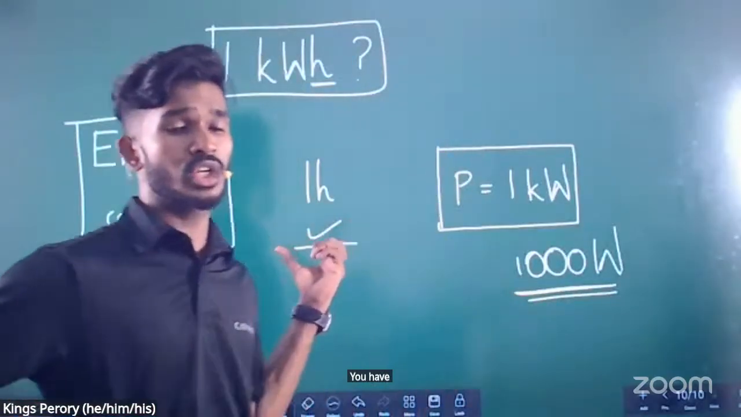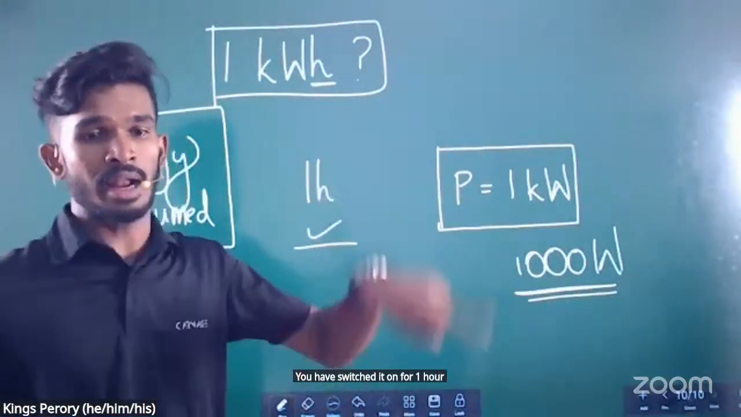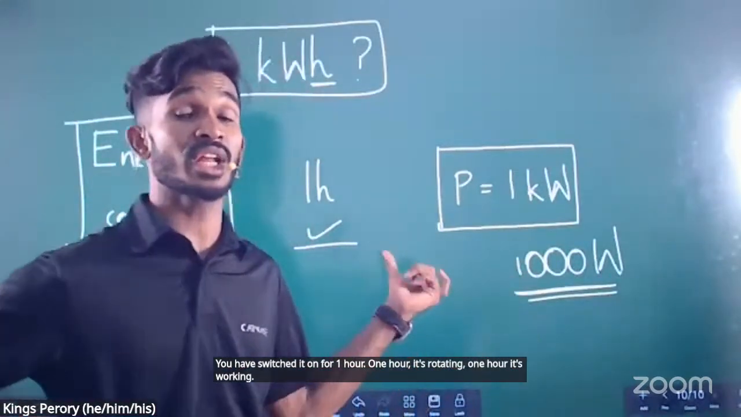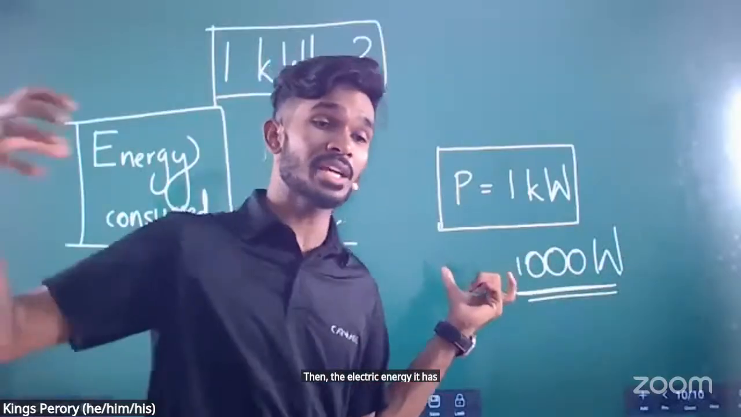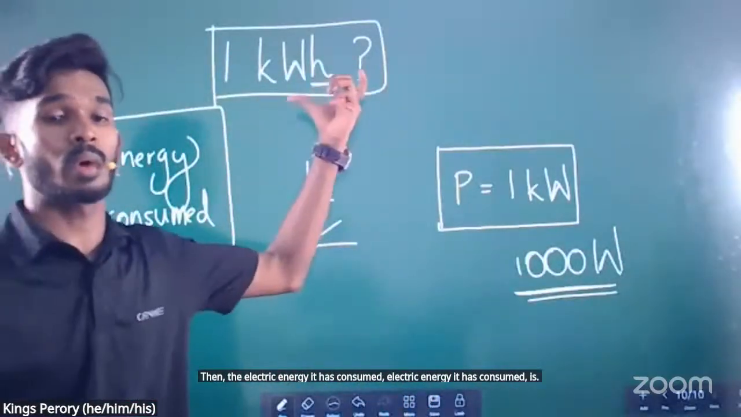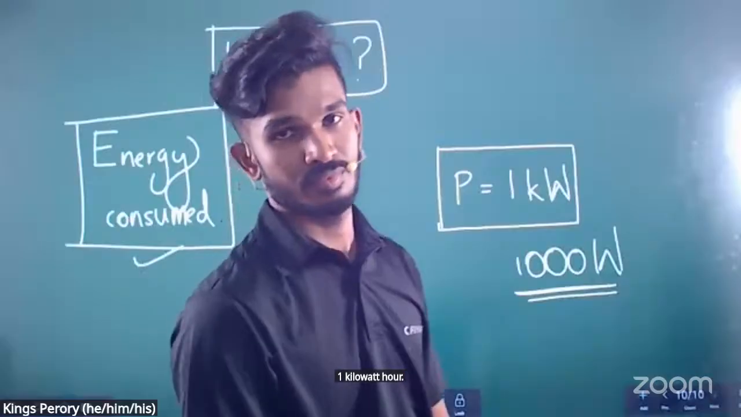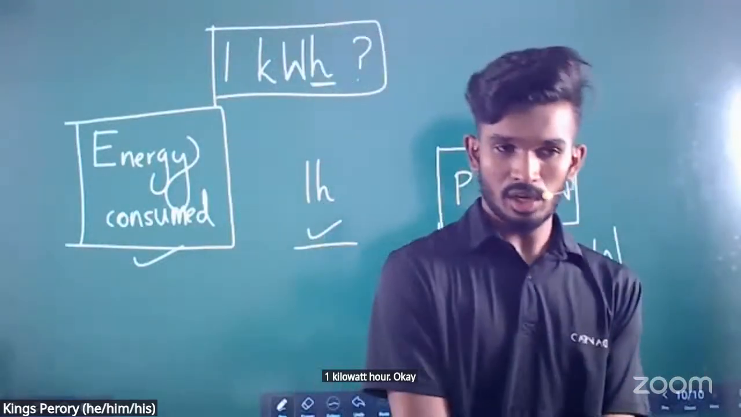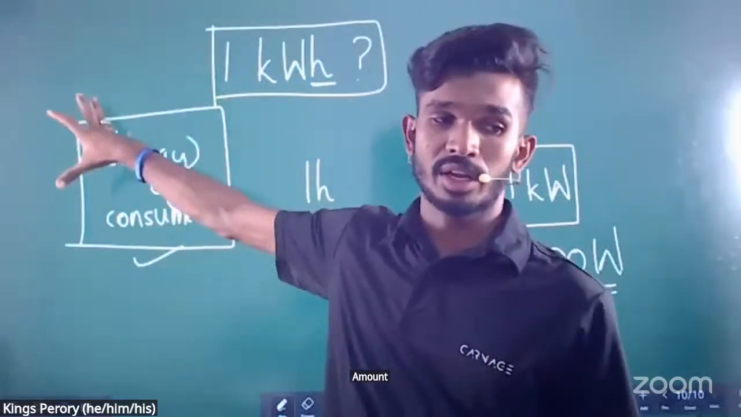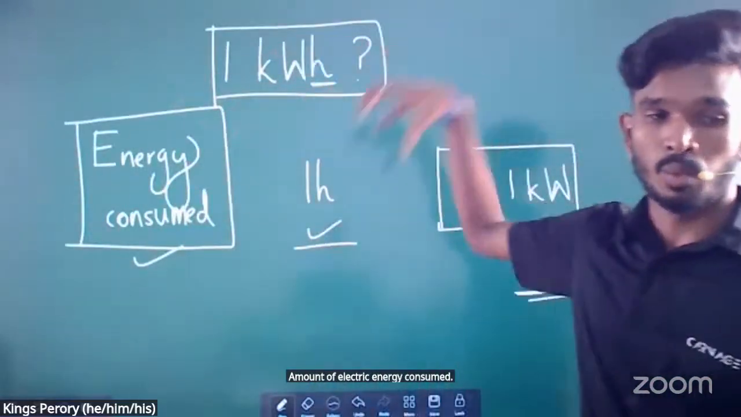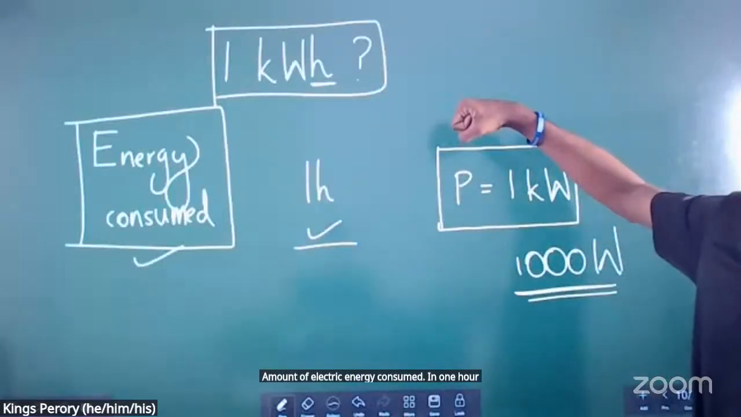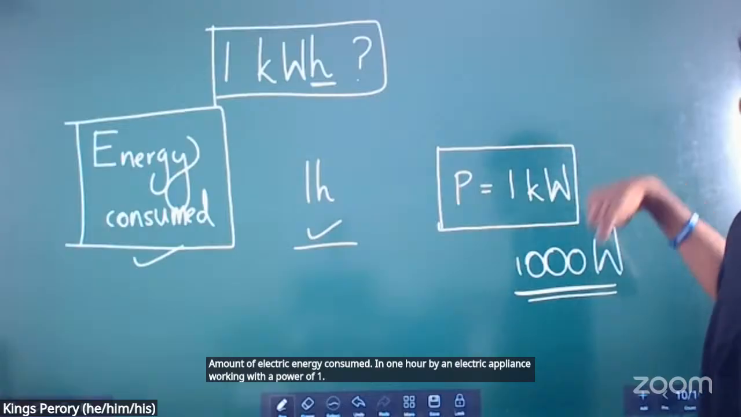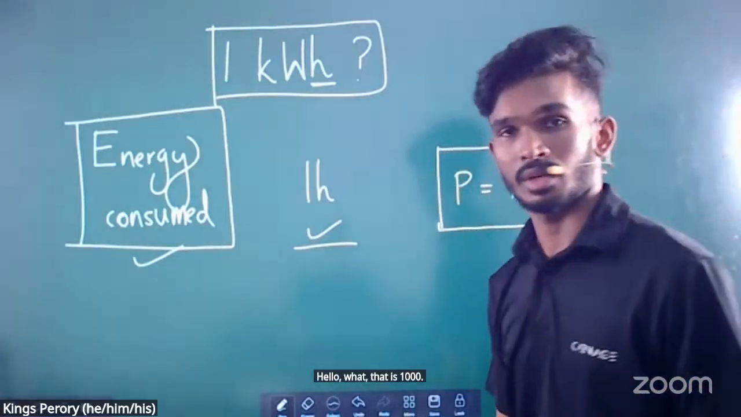You have switched it on for 1 hour. 1 hour it's rotating, 1 hour it's working. Then the electric energy it has consumed is 1 kilowatt hour. Okay. So what does 1 kilowatt hour mean? Amount of electric energy consumed in 1 hour by an electric appliance working with a power of 1 kilowatt. That is 1000 watt. Okay.